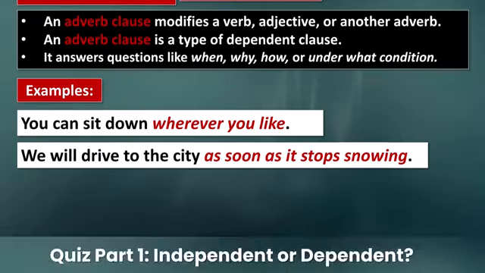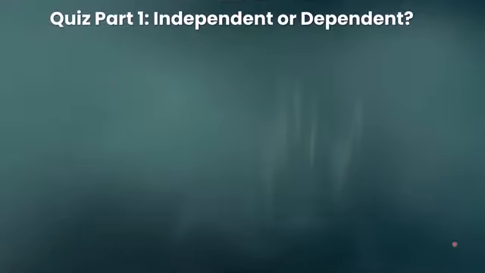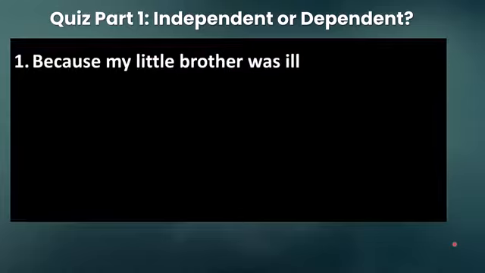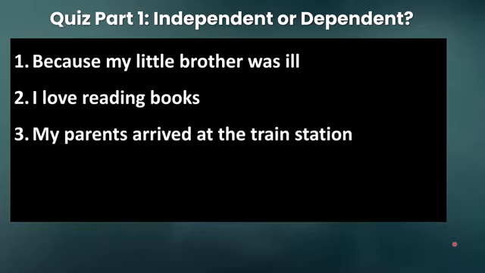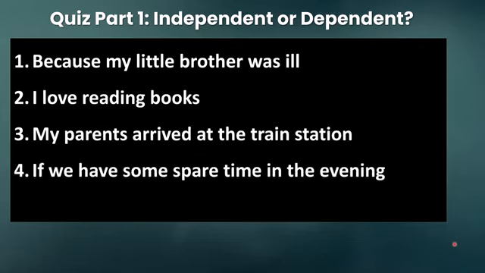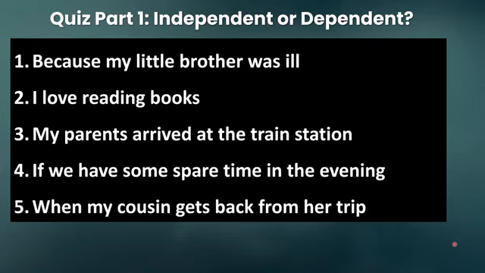So now we're going to move on to a quiz, and there are 2 parts. In part 1, you must identify if it's an independent or a dependent clause. Number 1, because my little brother was ill. Number 2, I love reading books. Number 3, my parents arrived at the train station. Number 4, if we have some spare time in the evening. And finally, number 5, when my cousin gets back from her trip.